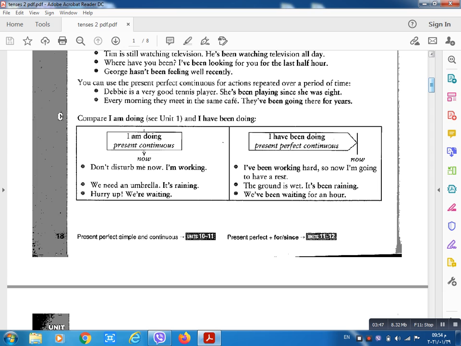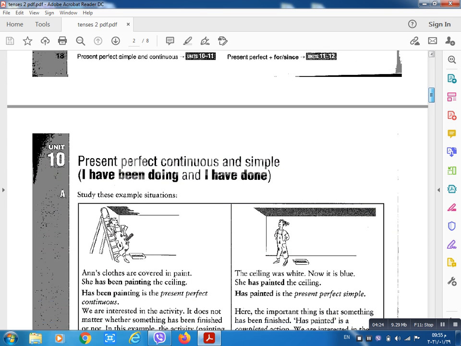What about I have been doing, present perfect continuous? Look at the diagram. Now is included or could be not included. I have been working hard, so now I am going to have a rest. I have been means recently or before a particular period of time until now. Until the time of speaking, I have been doing this particular action of working.